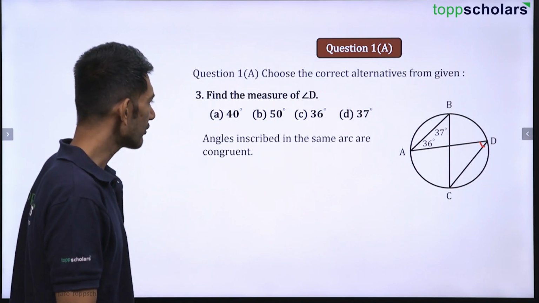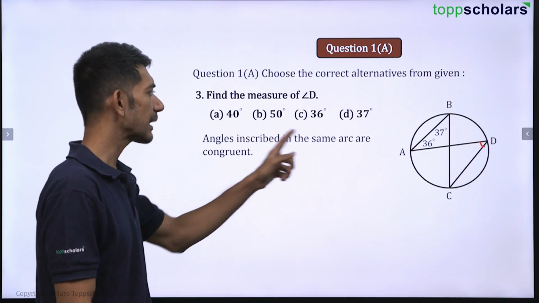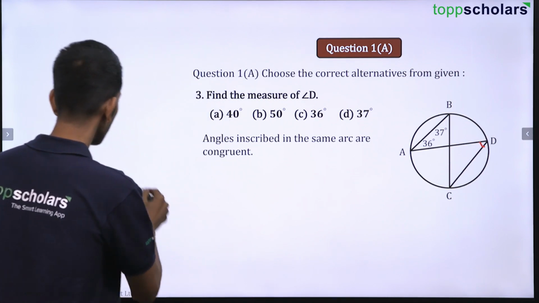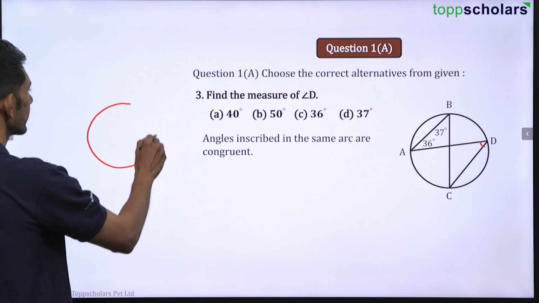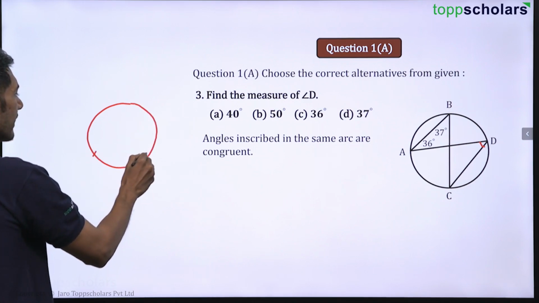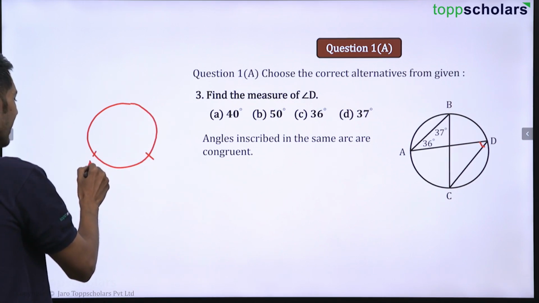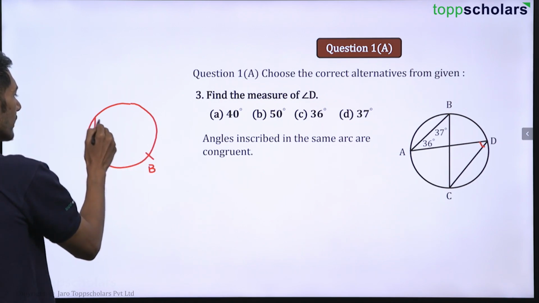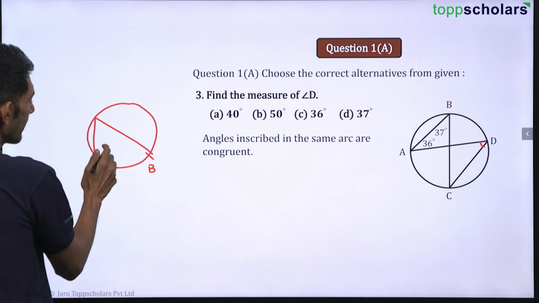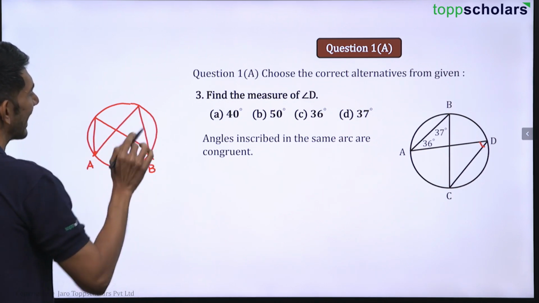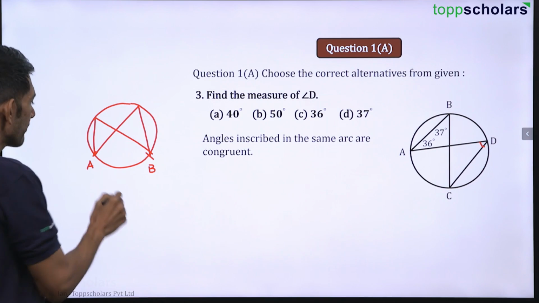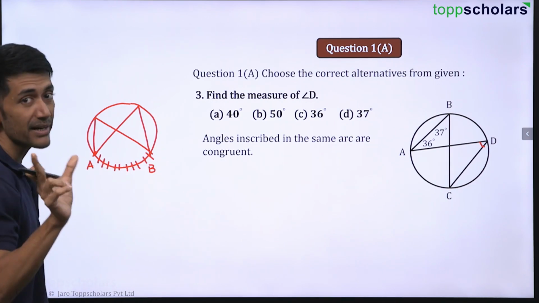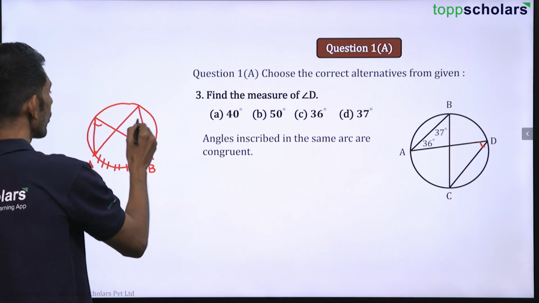Now, if you see the concept very carefully, we know that angles inscribed in the same arc are congruent. Angles inscribed in the same arc, that means what? If there is a circle and there is an arc, say this is any arc, and with the help of this arc I draw the first angle, and with the help of the same arc I draw a second angle, these angles are called angles inscribed in the same arc, where this is called the intercepted arc. So these two angles are always equal.